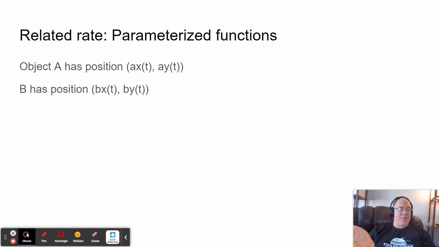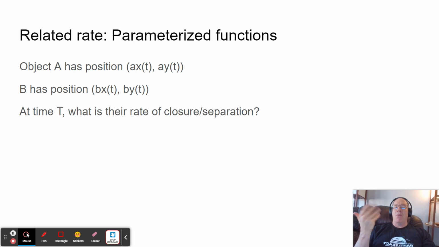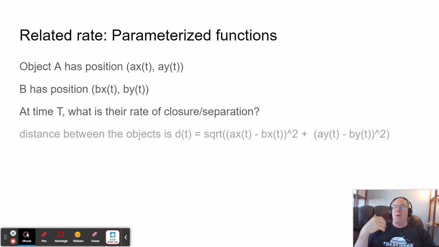Once we have these functions at our disposal, it's relatively easy to find out, for example, what the rate of separation is. What is their rate of closure or separation? We find the distance between the objects. This is just the square root of the sum of the squares of the differences between the components. Now that's a mouthful, but it's just what happens when you're trying to compute the distance between the points represented by the position for object A and the position for object B, which is going to be the square root of Ax of t minus Bx of t squared plus Ay of t minus By of t squared.